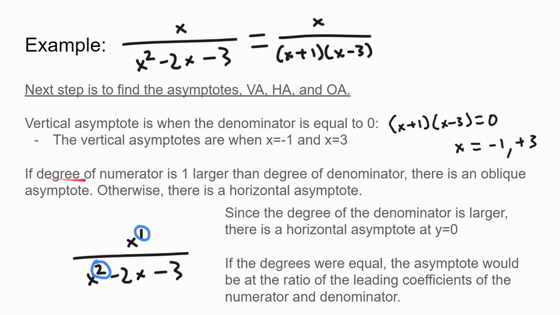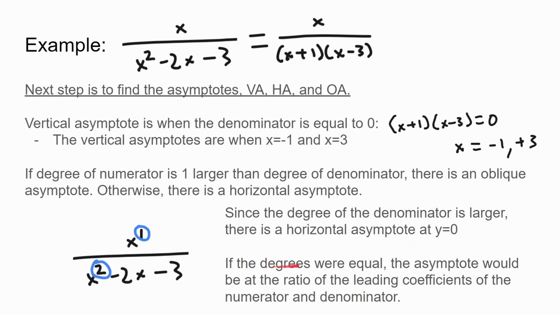And again, if the degree of the numerator is 1 larger than the degree of the denominator, there is an oblique asymptote. Otherwise, there is a horizontal asymptote. So if we see here that the degree of the denominator is larger, since it's 2, and the degree of the numerator is only 1. Therefore, the horizontal asymptote is again at y equals 0.